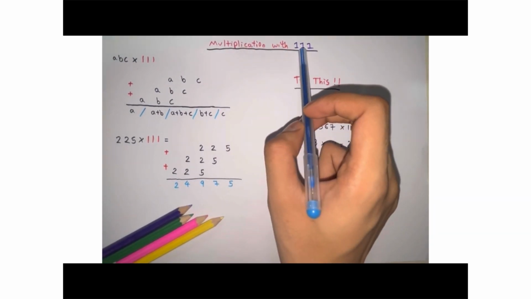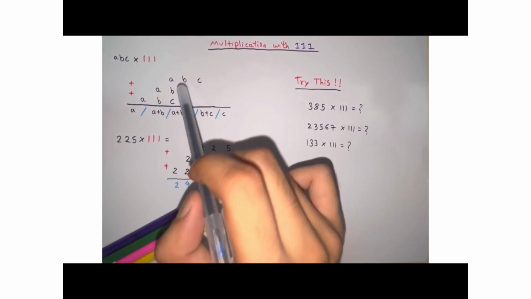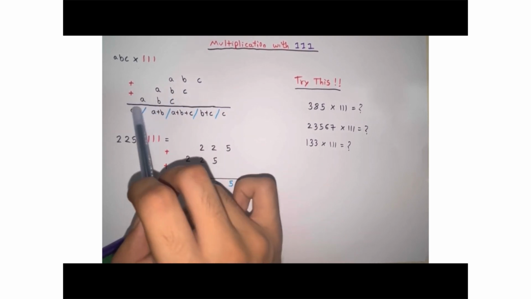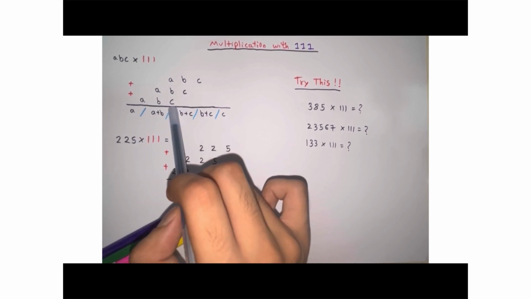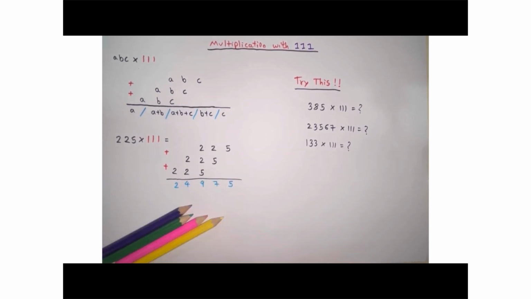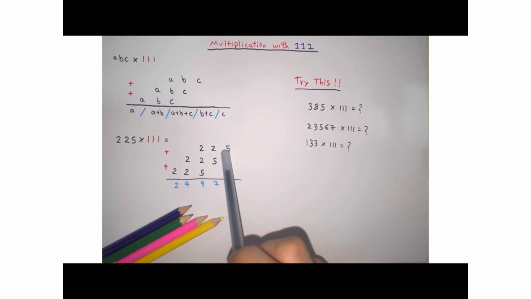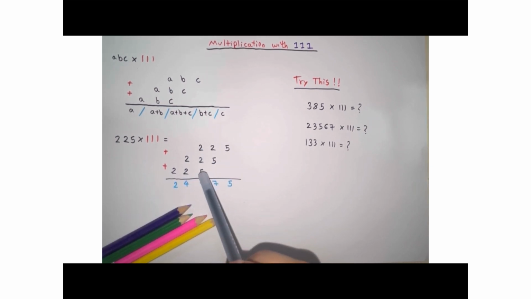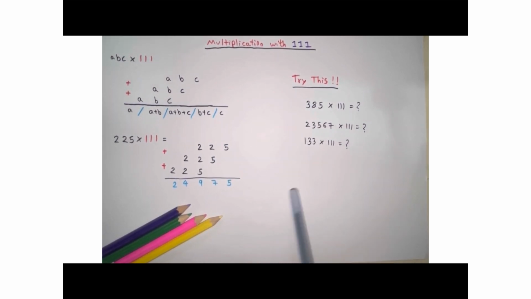Multiplication of any number with 111, that is ABC into 111. This is the way you have to write the sum: ABC, ABC, ABC. Now add this: A, A plus B, A plus B plus C, B plus C, and C. Now see it by example, 225 into 111. Write it down: 2 2 5 2 2 5 2 2 5. Now add them. 2, 2 plus 2 is 4, 2 plus 2 plus 5 is 9, 2 plus 5 is 7, and 5. Now try these sums.